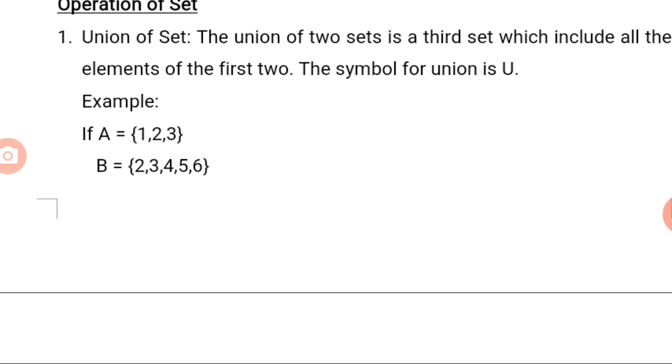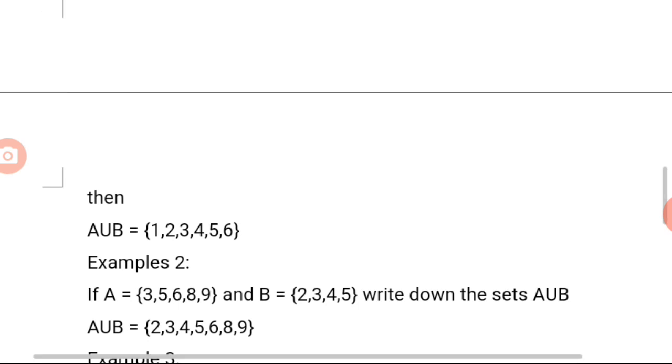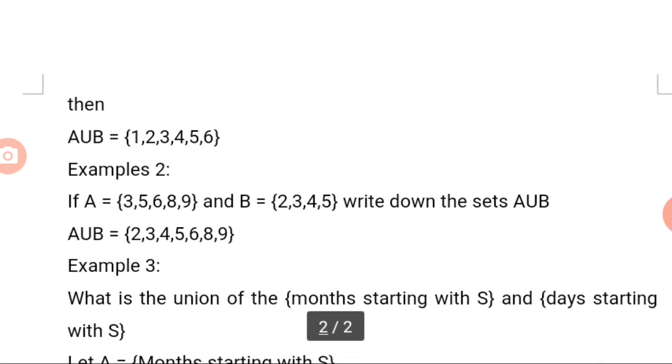Can you see? In set A, we have 1, 2, 3. In set B, we have 2, 3, 4, 5, and 6. So, set A union B will be 1, 2, 3, 4, 5, and 6. That is, it comprises the elements in set A and set B. Are we together? Now let's move forward.